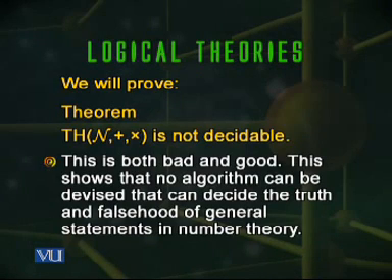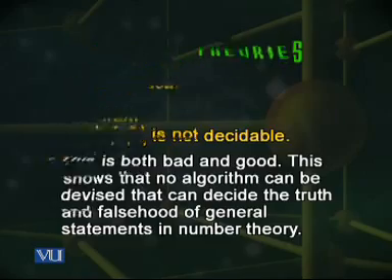In one sense, it is bad, and in another, it is good. This shows that no algorithm can be devised that can decide the truth and falsehood of general statements in number theory. Why is that bad? Well, because proving statements in number theory is not a mechanical process. We cannot write a program which does that.